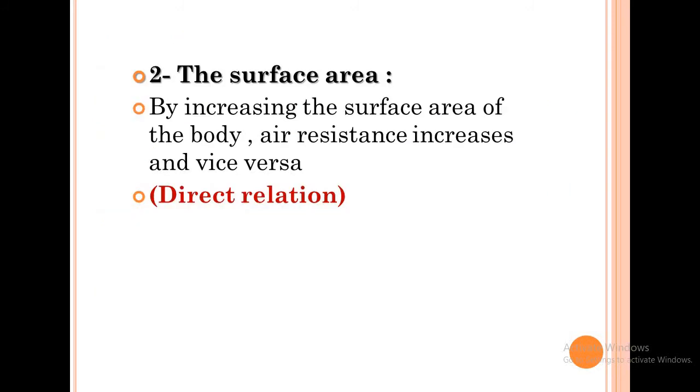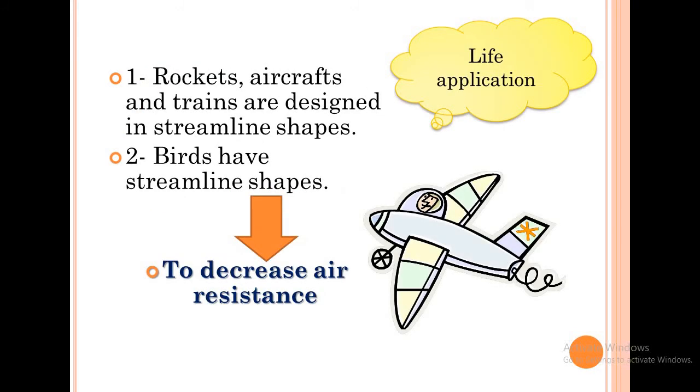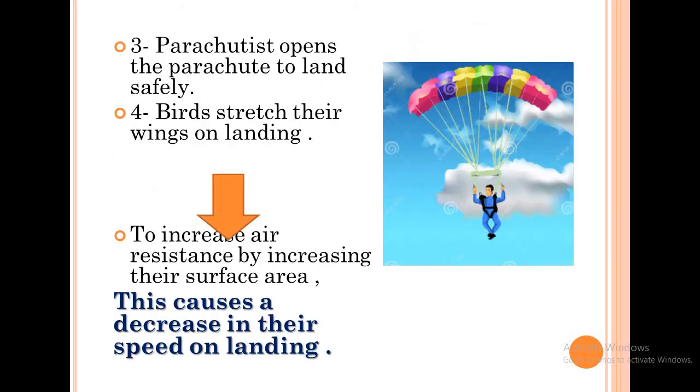The second factor is called surface area. As the surface area increases, air resistance will increase, and vice versa. And this relation is called direct relation. Like rockets or aircrafts or trains have a streamlined shape, or birds have a streamlined shape to decrease air resistance and surface area.